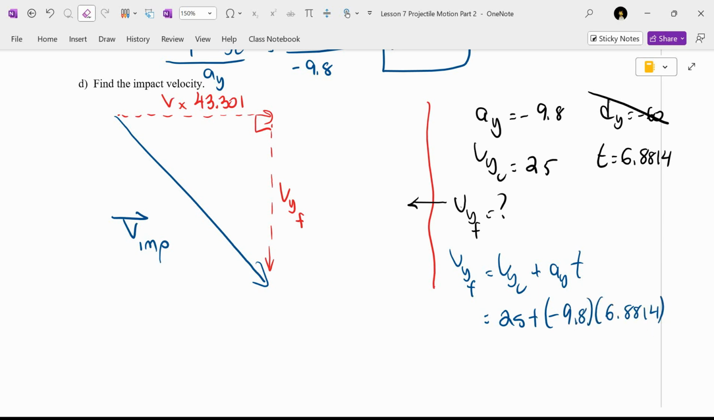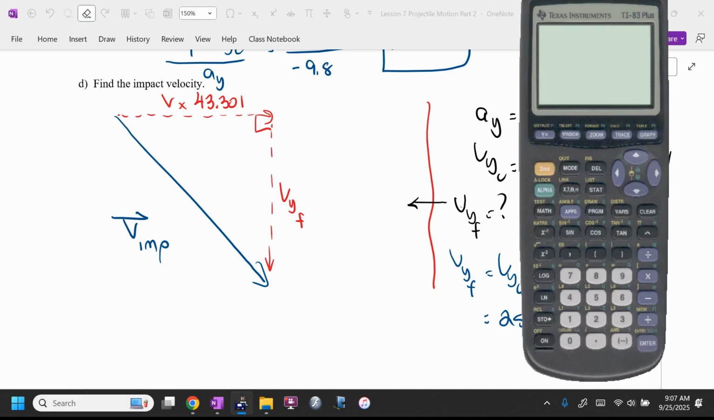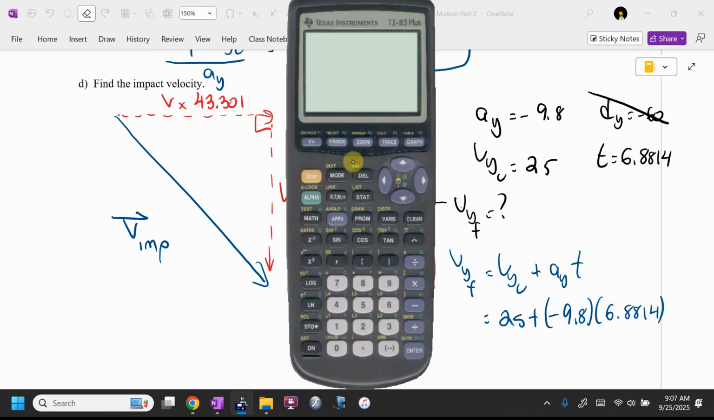6.8814. Before we crunch the numbers, Mikhail, look at the picture. What direction is Vy final pointing in my diagram? Am I expecting a positive or a negative answer here? I better get a negative answer or I've messed up. 25 plus negative 9.8 times 6.8814.